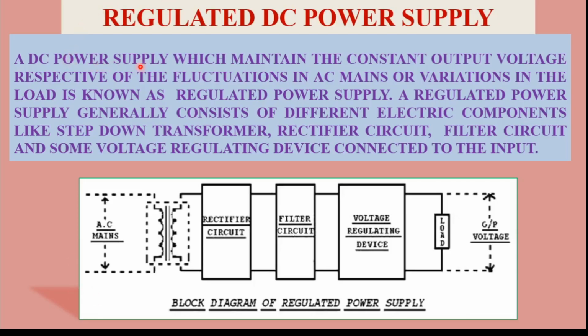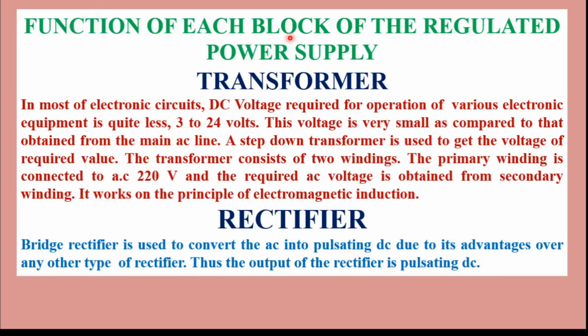A DC power supply which maintains a constant output voltage irrespective of the fluctuations in AC mains or variation in the load is known as a regulated power supply. A regulated power supply generally consists of different electric components like a step-down transformer, rectifier circuit, filter circuit and some voltage regulating device connected to the input. The function of each block of regulated power supply is shown here.